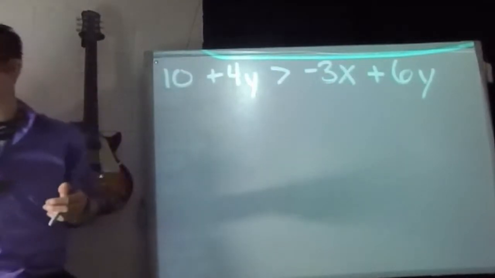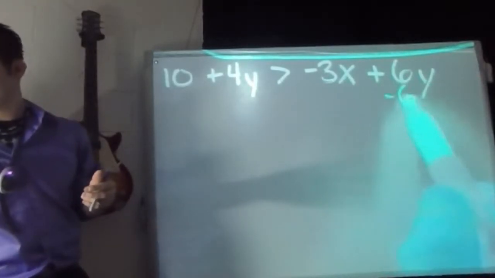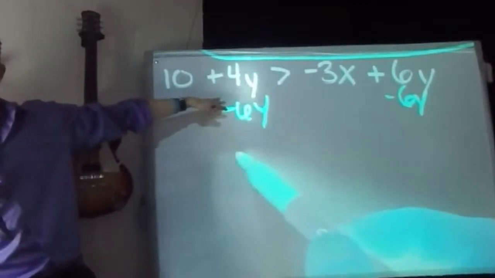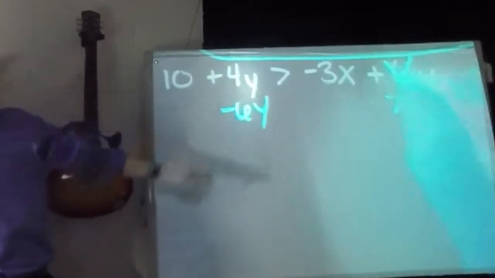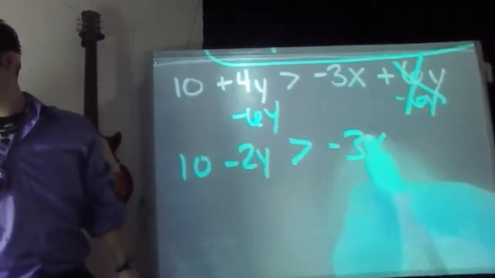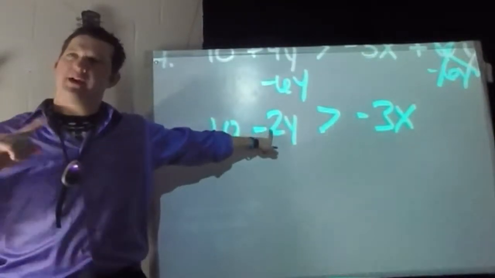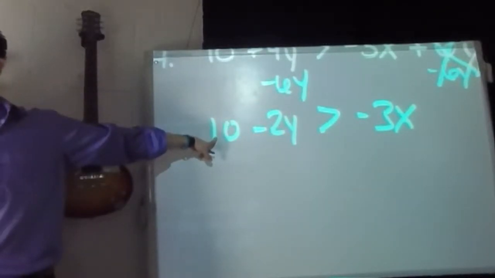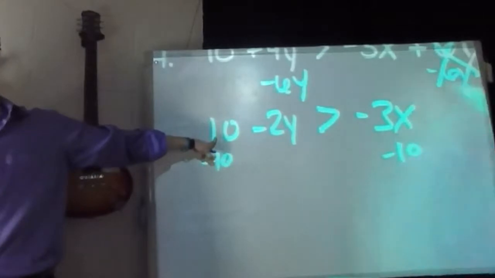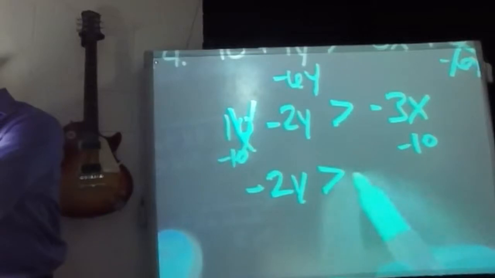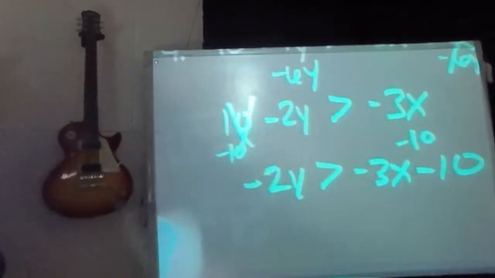So I'm going to put what on both sides? Negative 6y. I'm going to put negative 6y on both sides. It's going to make the y's negative over here, but at least they're over here. So you got 10 minus 2y. All right, I made y negative. But now I just have to remind myself a sign flip's coming. Take care of this. Subtract 10. And negative 2y greater than negative 3x minus 10.